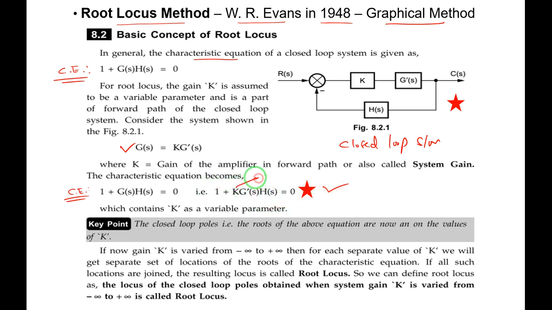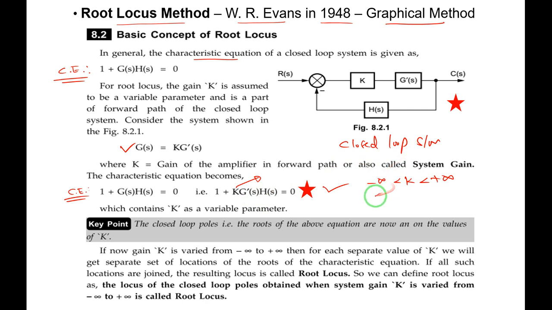And the value of K can be anything, right? If K is equal to 1, K equal to 2, 3, I will get different sets of characteristic equations. So as the value of K can be varied from minus infinity to plus infinity, it means I will be getting an infinite number of characteristic equations for all those values, right? I hope you are getting it.